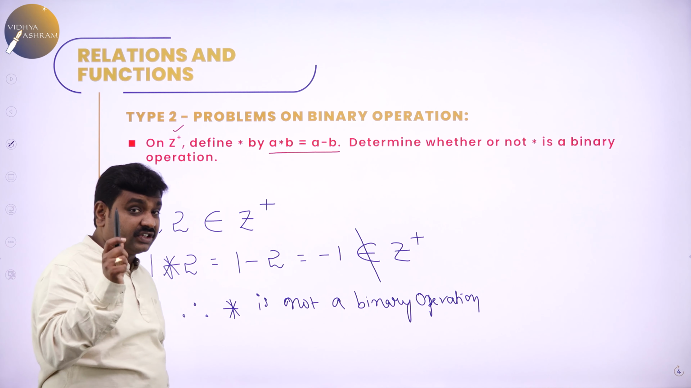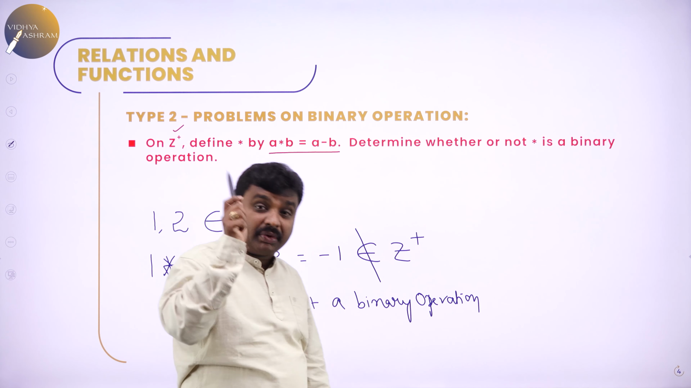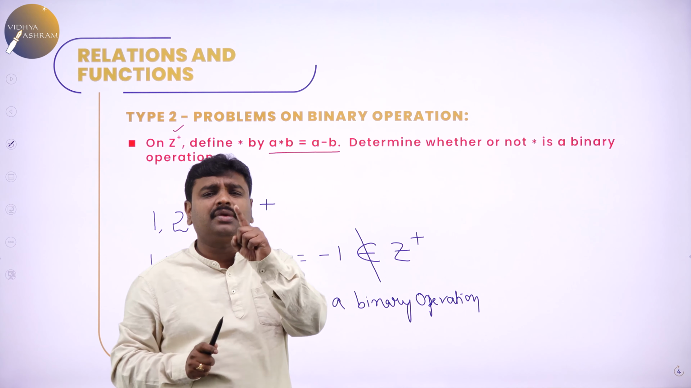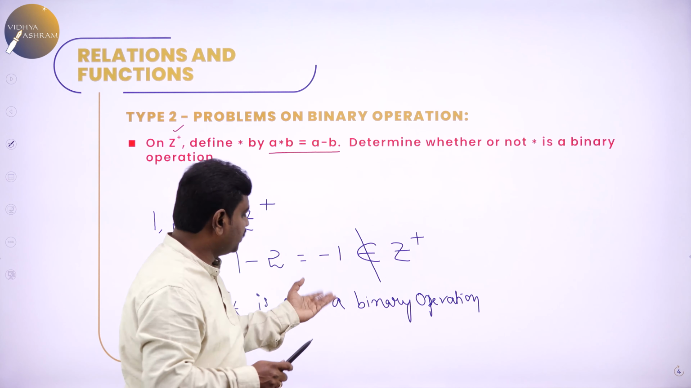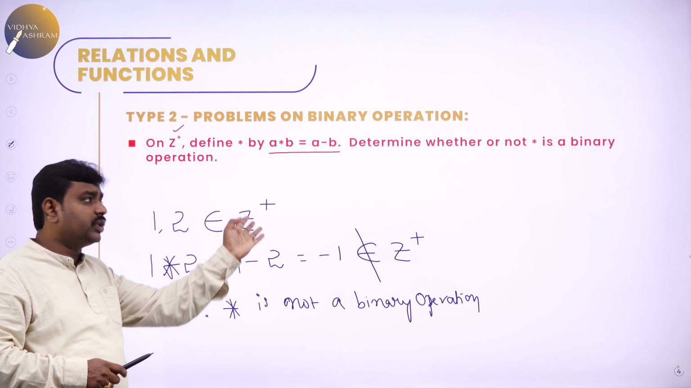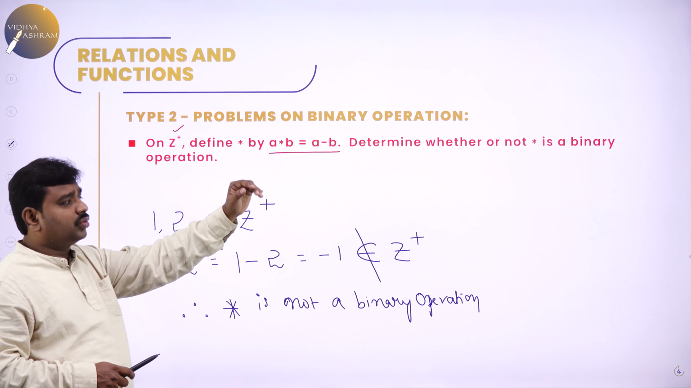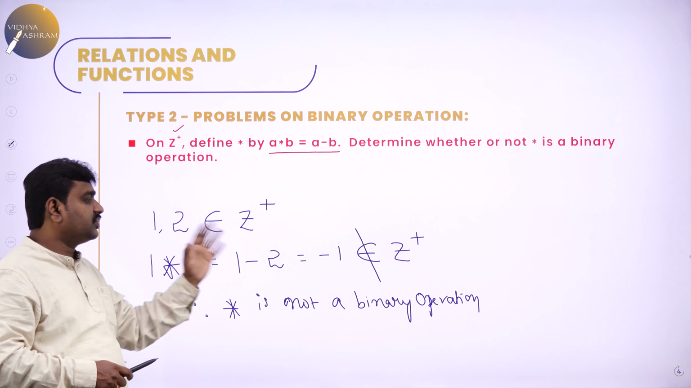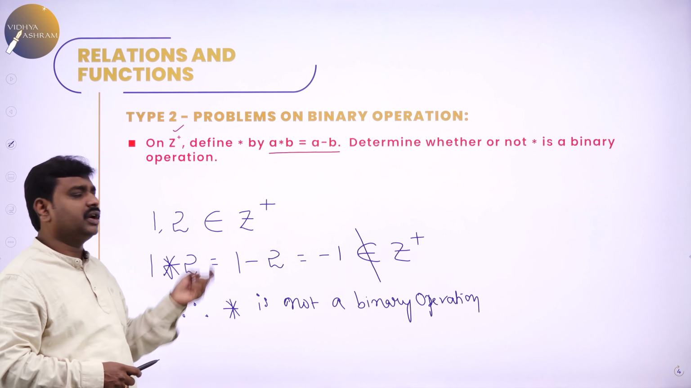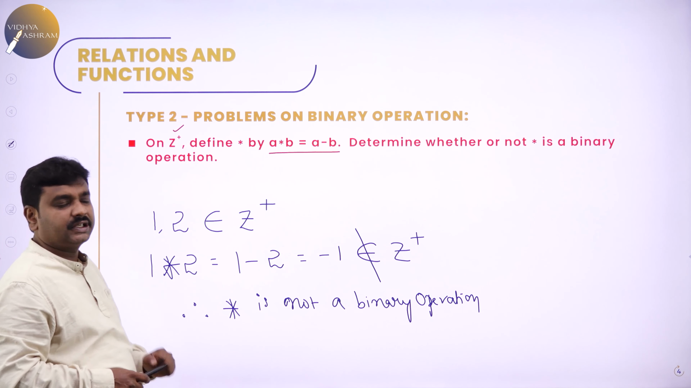Please understand the difference. If it is a binary operation, then you have to generalize. If it is not a binary operation, one example is enough to say it is not a binary operation. It is not necessary that you take 1 and 2 only. You can take any two numbers which fail. I can take 2 and 3, I can take 1 and 5, anything belonging to what set? Z plus.